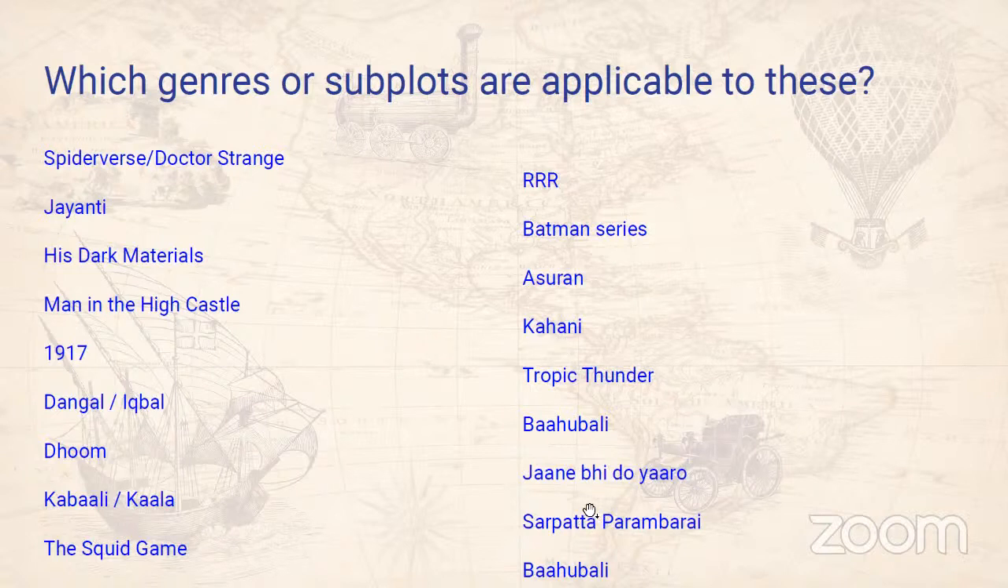So I have written Bahubali twice. I'm sorry for that. Sarpata Parambai is actually a combination of a boxing movie. It's about the master and the disciple relationship. It's about a person who's not allowed socially to compete, who's always being looked down upon: you are not allowed, you cannot compete with us. And then the person actually loses the path during the storyline.